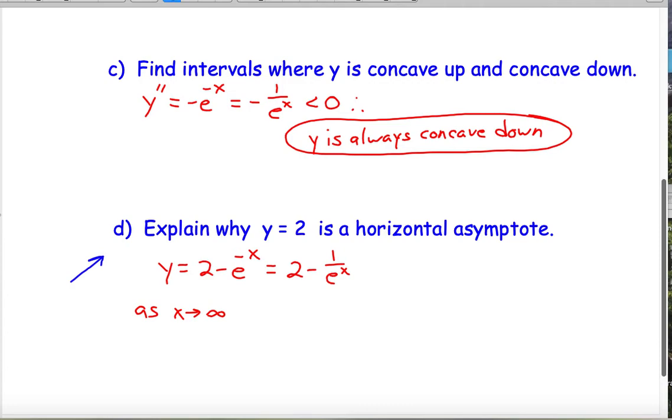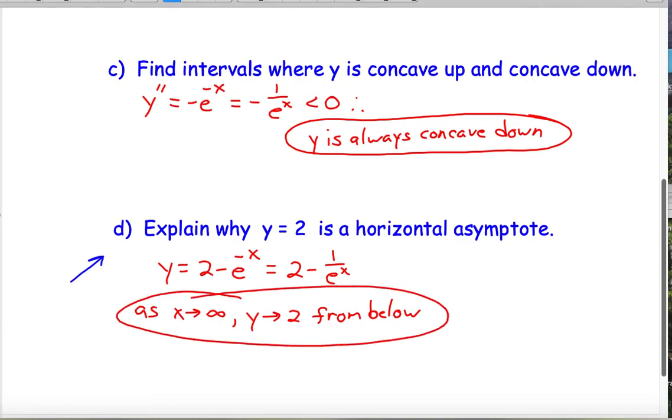As x approaches infinity, y is approaching 2 from below. But it'll never actually equal 2. We're always taking smaller and smaller amounts from 2, like 1.9, 1.99, 1.9999, etc. So that's why we have a horizontal asymptote.